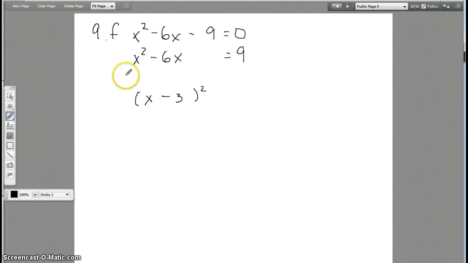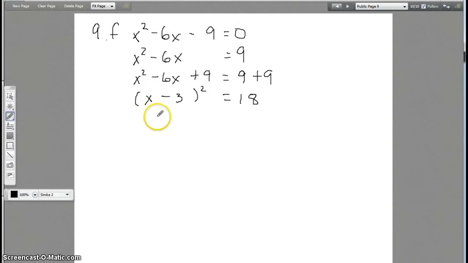So x squared is x squared. 2 times x times negative 3 is negative 6x. So that matches. That's good. That means we're doing this right. And then we square our last term. Negative 3, when we square it, is a positive 9. So we already had a 9 on the right side. Since we added 9 on the left side, that means we have to add 9 on the right side as well. So x minus 3, when we square it, is going to be 18.